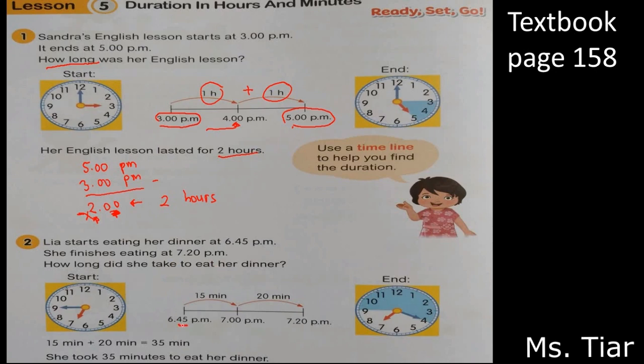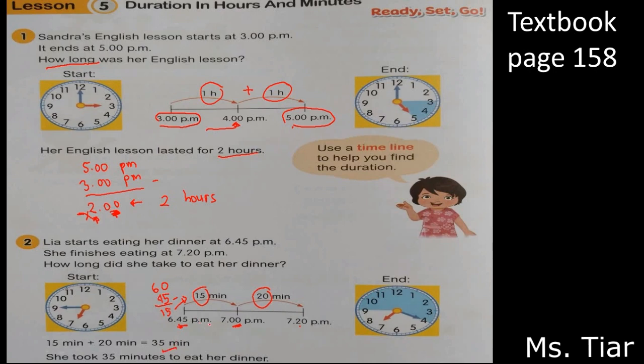At first, if you want to use the timeline, look at this. You put 6:45, but it does not go directly to 7:20. Why? Because the time needs to go to 7 p.m. first. From 6:45 to 7 p.m. you need 15 minutes. How do we know? 60 minus 45, you get 15, right? That's why you put 15 over here. And then from 7 to 7:20, of course you get 20 minutes. So how long? 15 plus 20, you get 35.